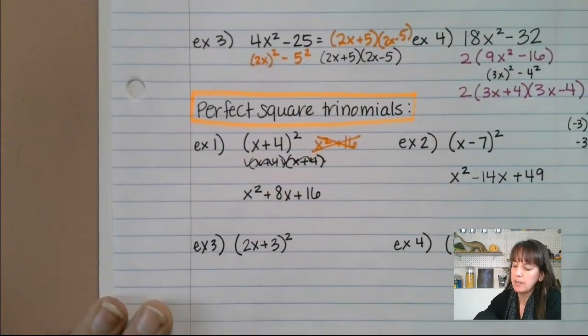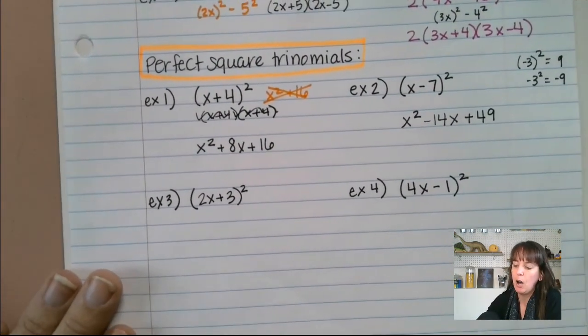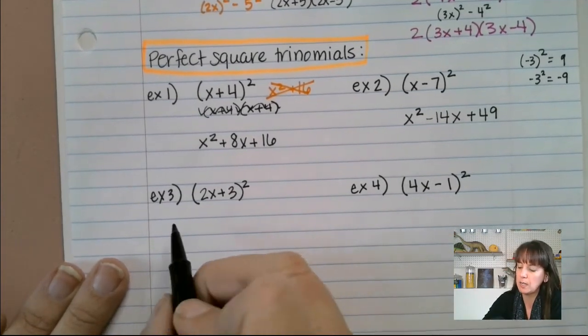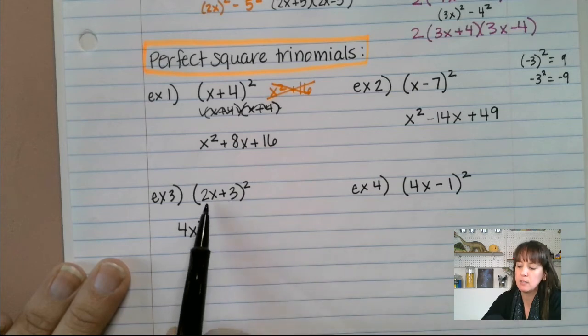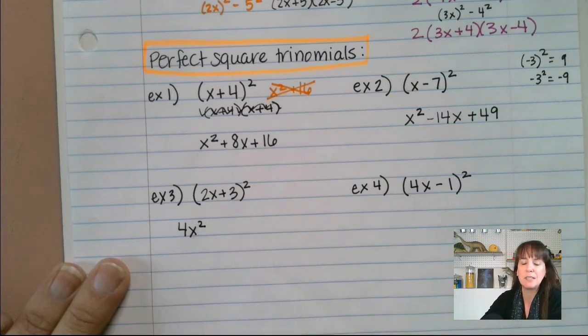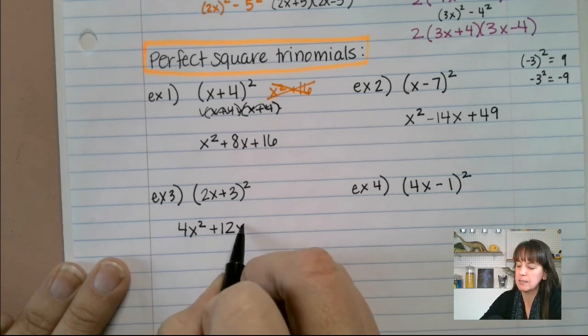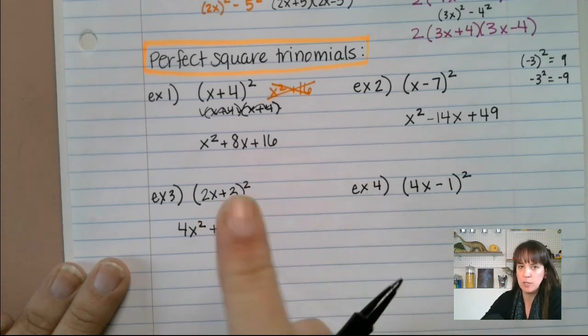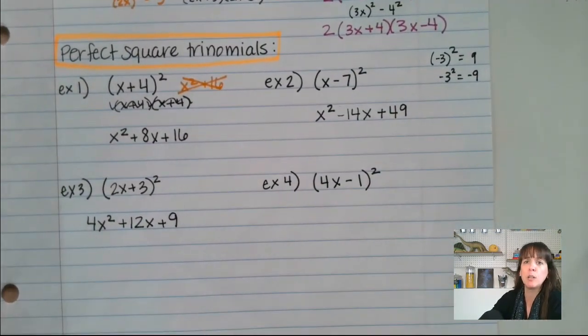So let's try another one. This one right here. Okay, so this one's a little tricky because we got a number in the front now. All we do is we square that front chunk. So that's going to be 4x squared. Then we multiply those two things. So 2x times 3 gives us 6x. Double it, we get 12x. Positive 12x. And then we square that last one, which is positive 9. Bam! You have just multiplied that out without having to FOIL or box method.